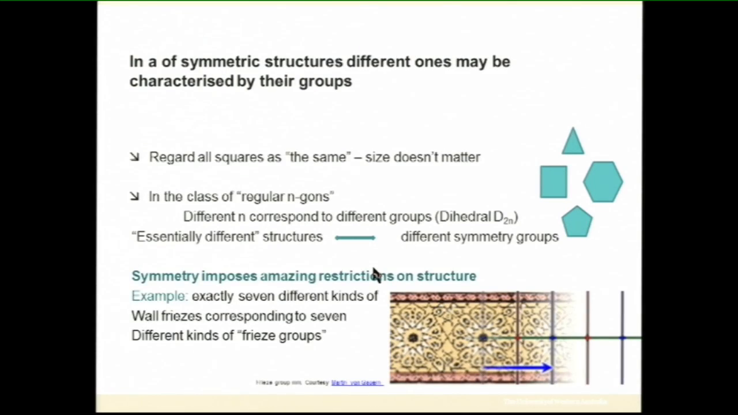And it's quite amazing how restrictive the symmetry is on a lot of structures. For example, there are exactly 7 different kinds of wall friezes corresponding to 7 different kinds of frieze groups, and here is a picture of one of them.